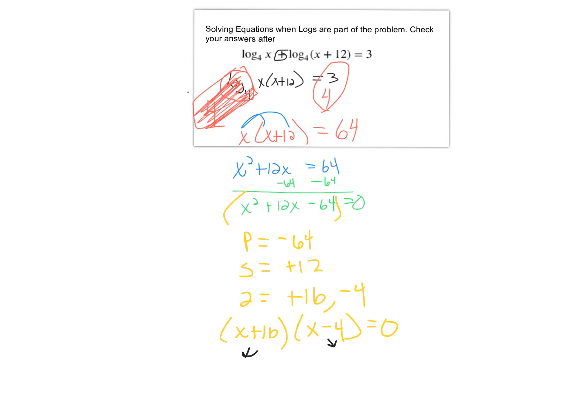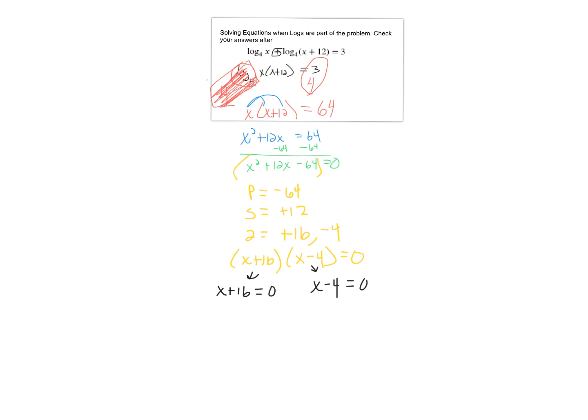And now we're going to pull the pieces apart. X plus 16. Oh, yeah, I wrote 12. Sorry, my dyslexia is kicking in here. X plus 16, x minus 4 equals 0. And we're going to solve the equations. So x is going to equal -16 here. X is going to equal +4.